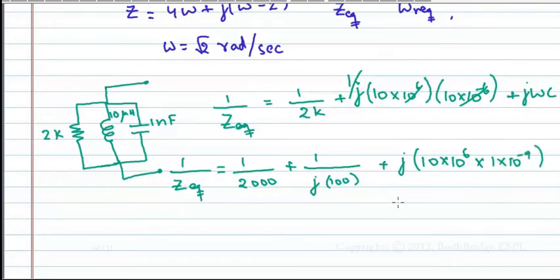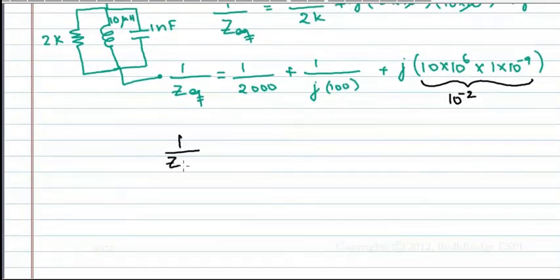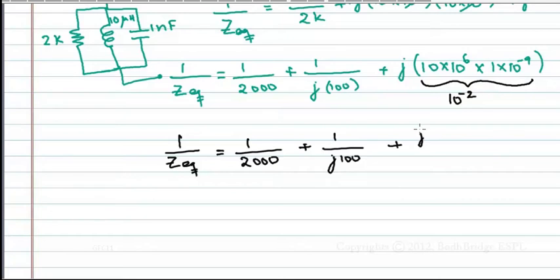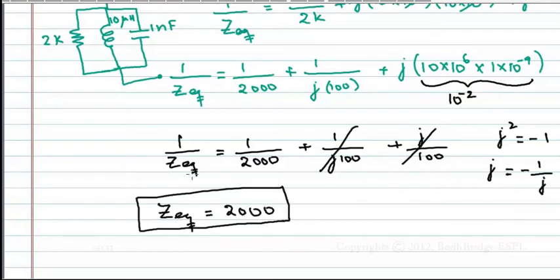Okay, this is nano. Therefore, this is equal to this term. This term is 10 power minus 2. Therefore, we can write 1 by Z equivalent equals 1 by 2000 plus 1 by J100 plus J by 100. Do you know the statement J square equals minus 1, right? Means J equals minus 1 by J. Therefore, 1 by J is minus J. Therefore, these both are cancelled. Therefore, Z equivalent is 2000.